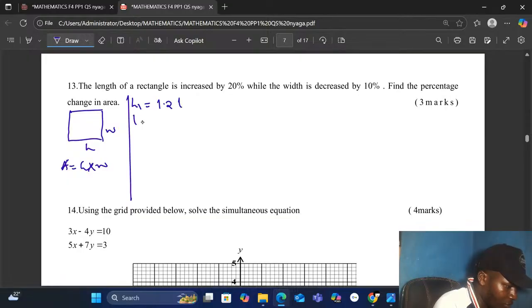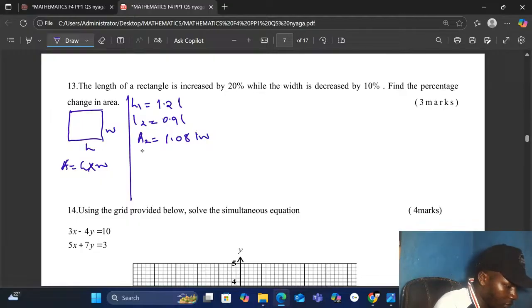Then the width, it is reduced by 10%, so it will be 90%. So 90%, we have it as 0.9 W. So that A2 is equal to 1.08 LW.